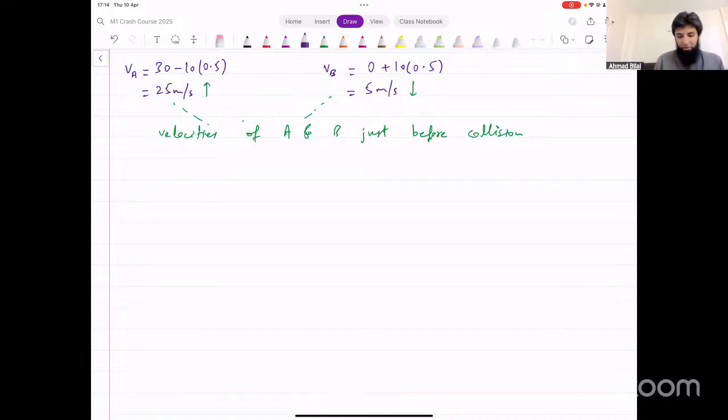Okay, now let me represent that on the side. A is moving upwards. And B is moving downwards, right? That's what's happening.